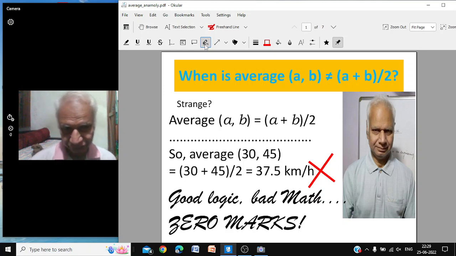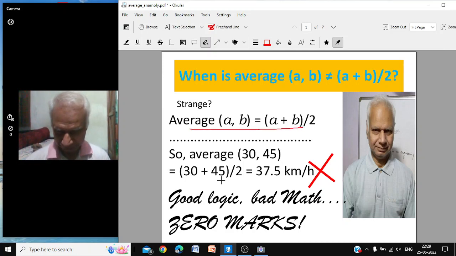When is the average of two quantities A, B not equal to half of the sum of A and B? So we have shown it graphically. See, a student did it like this. Since by formula, the average of A and B is A plus B whole by 2, the average of 30 and 45 should be 30 plus 45 by 2, 37.5 kilometer per hour. And the teacher said, good logic, bad math. Hi, my boy, 0 marks.